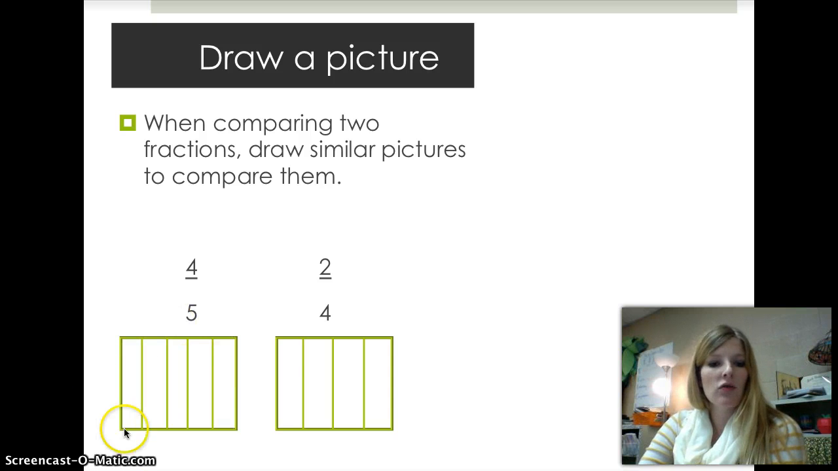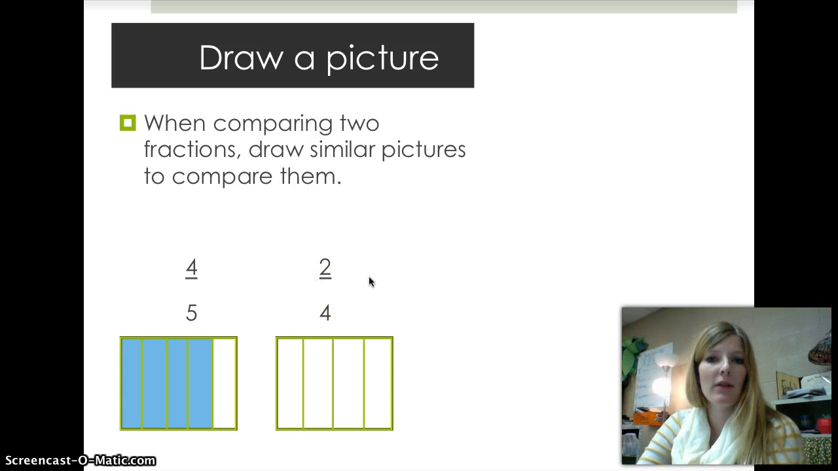So here I've drawn identical rectangles, and then I've split them into the number of pieces appropriate for the denominator. This denominator is 5, so I have 1, 2, 3, 4, 5 pieces. And in this rectangle, my denominator is 4, so I've split it into 1, 2, 3, 4 pieces. Okay, let's go back to 4/5. How many parts should be shaded in out of the 5? You should say 4. And in this fraction, how many parts out of the 4 should be shaded in? 2 is the correct answer.